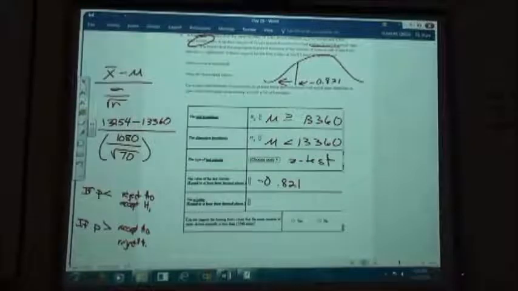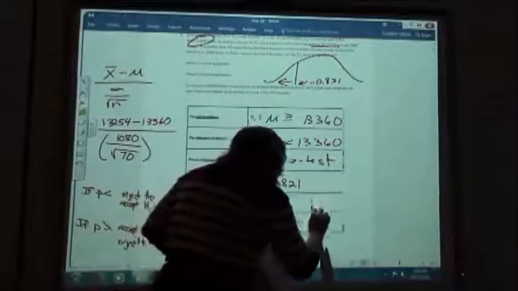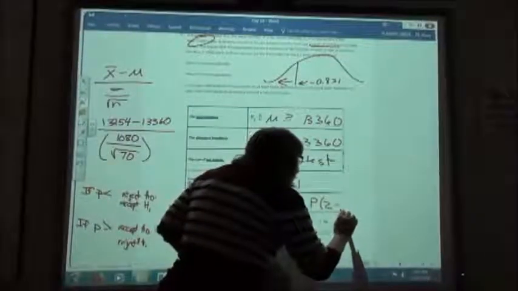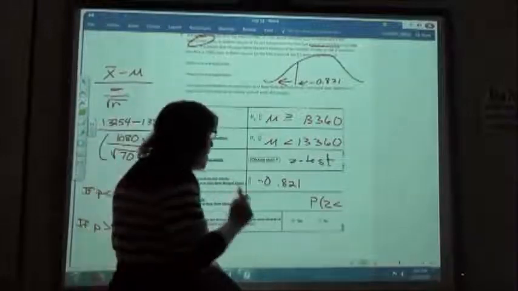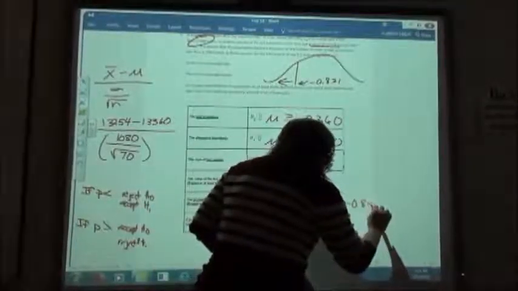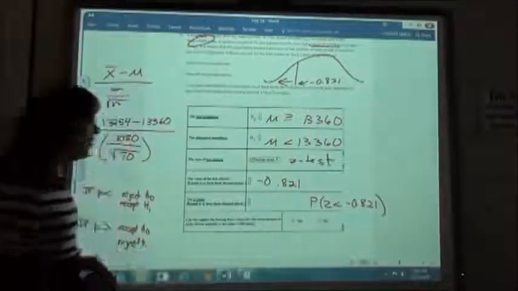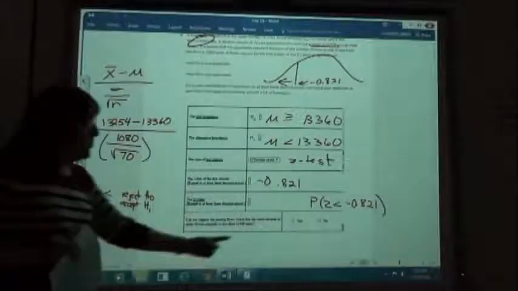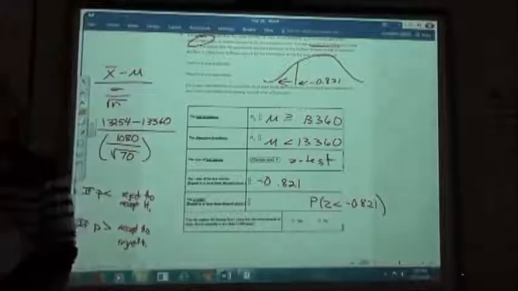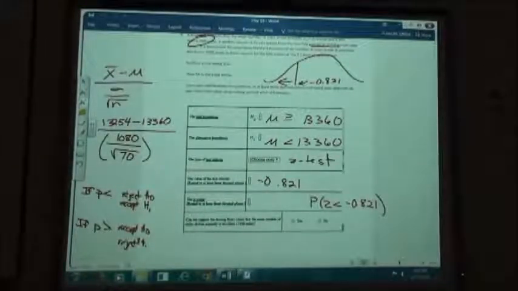So we have to find the p-value. To find the p-value, we're going to do p of z is less than whatever the number is we got here, which we got negative 0.821. So in the Aleks calculator, you're just going to punch that in. Since it's a left-tailed test and our z goes less, we're just going to put in that. And we're going to find that to 3 decimal places, it says.